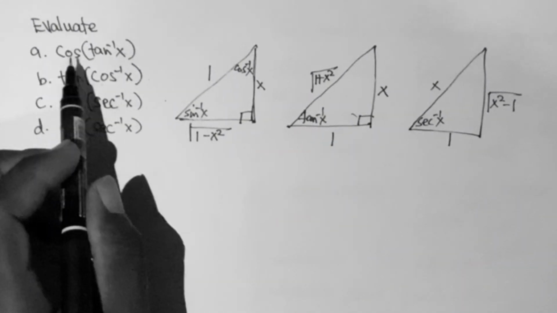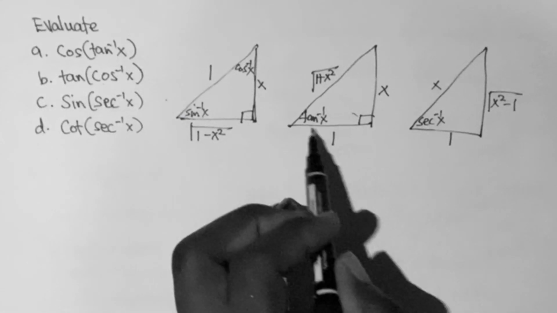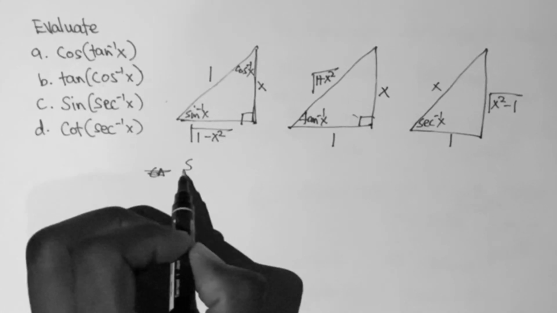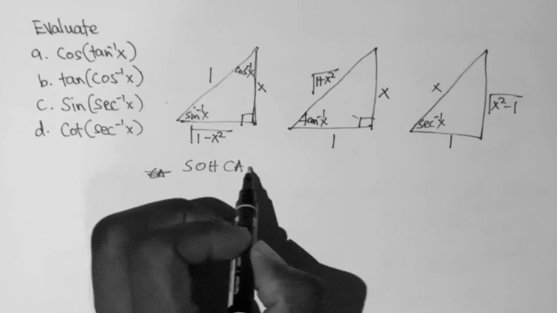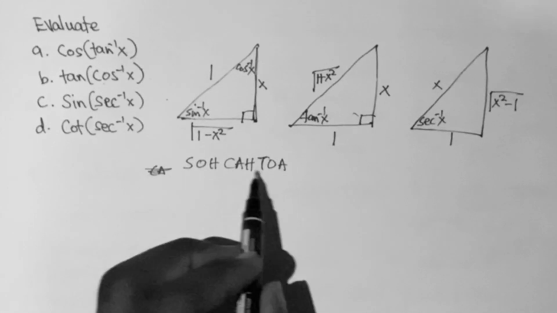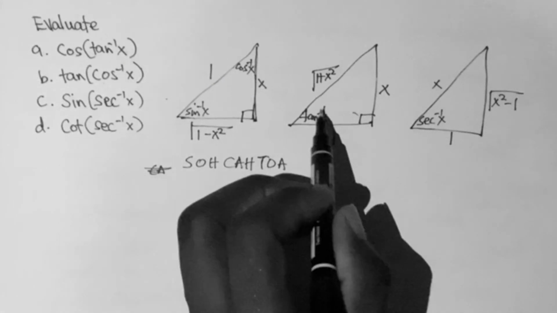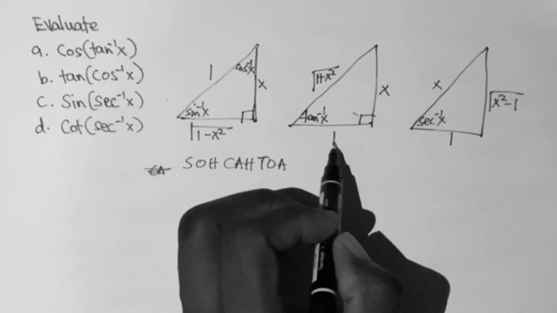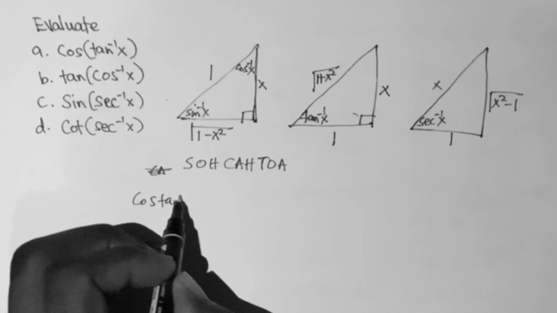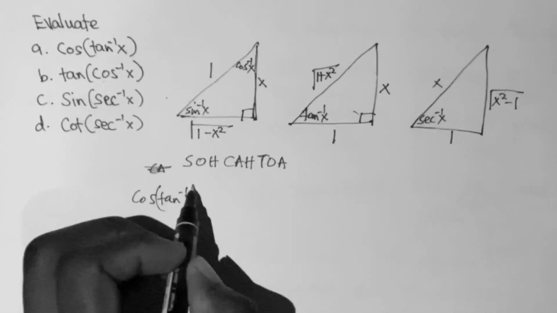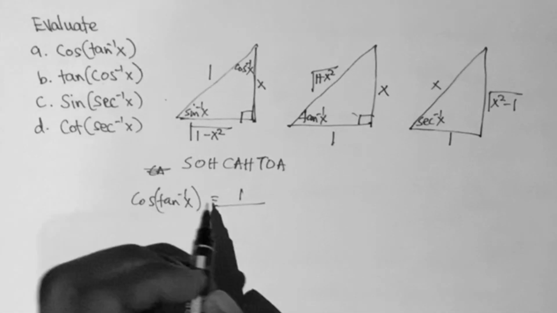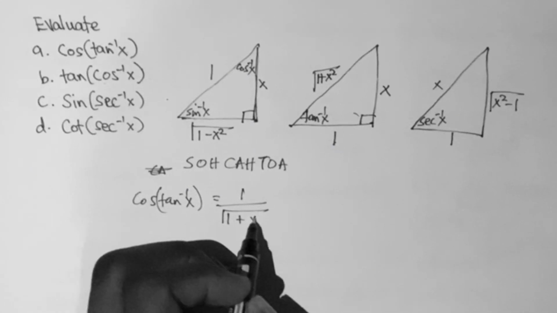So now the first one is cos of tan inverse of x. So this is tan inverse. Cos, that is, so let's use the SOHCAHTOA. So CAH, then TOA. So cos is adjacent over hypotenuse. So tan inverse of x is here. Adjacent is 1 and then hypotenuse. So cos of tan inverse of x is equal to the adjacent, which is 1, divided by the hypotenuse, which is square root of 1 plus x squared.